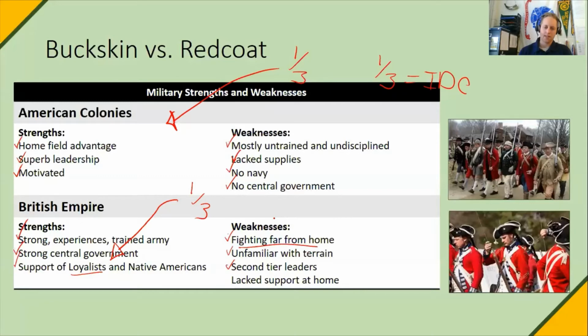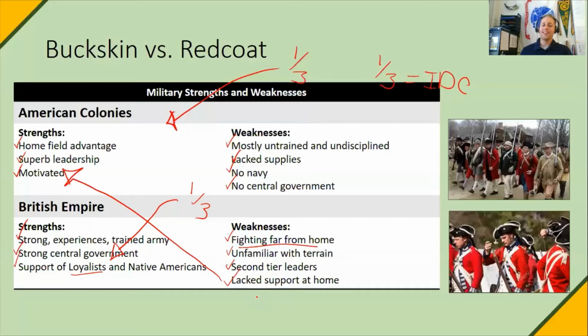We already talked about some of these weaknesses for the British. Fighting far from home logistically is going to be a burden. They're unfamiliar with the terrain, so strategically that's going to be an issue. Second-tier leaders. And they also are going to lack support from home. And this is going to tie into the motivation bit I was mentioning before. Now, they have financial and logistical support. They are able to get supplies, but most of the British citizens back home in England don't really care about the colonists. They don't really see this as a necessary war, and they're not going to advocate for a prolonged war.